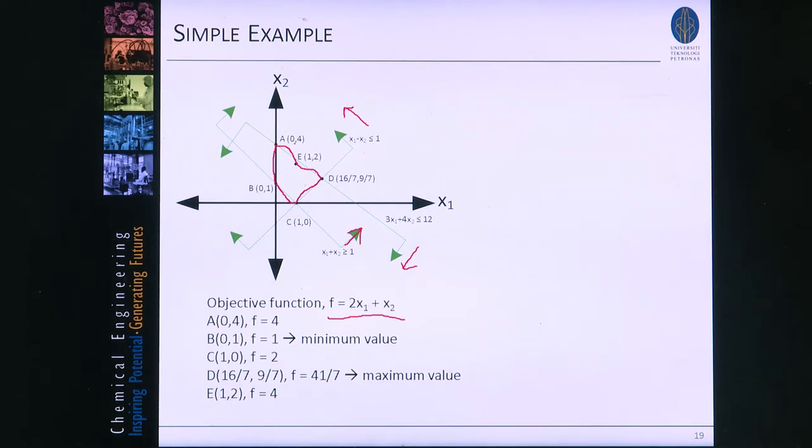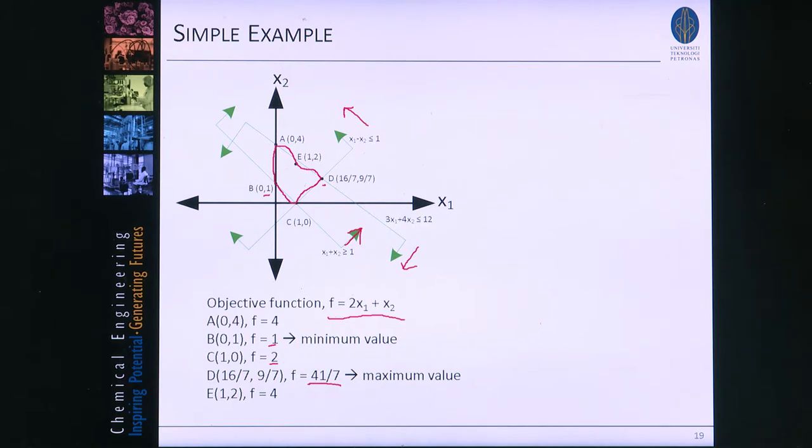So A is (0, 4), and if you put x1 equals 0, x2 equals 4 into this equation, we get f equals 4. If we use B, we get f equals 1, C gives f equals 2, and D at this point gives f equals 41/7. And E, which is just another number, gives f equals 4.